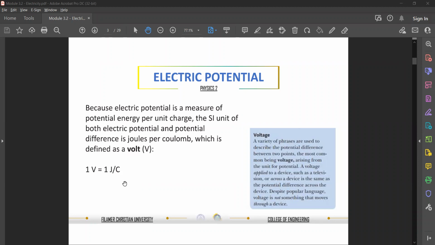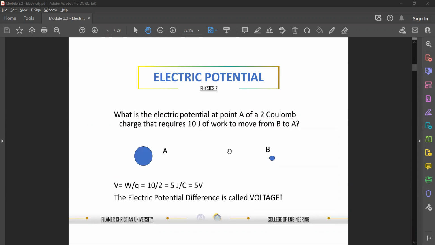So a voltage applied to a device such as a television is the same as the potential difference across the device. Despite popular language, voltage is not something that moves through a device, but instead it is the unit charge itself that moves. Always take note that the direction is from positive to negative.